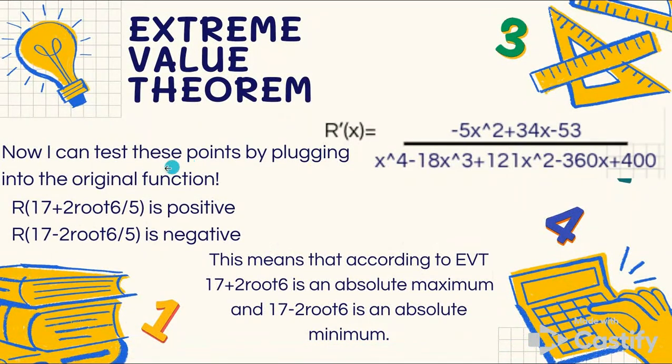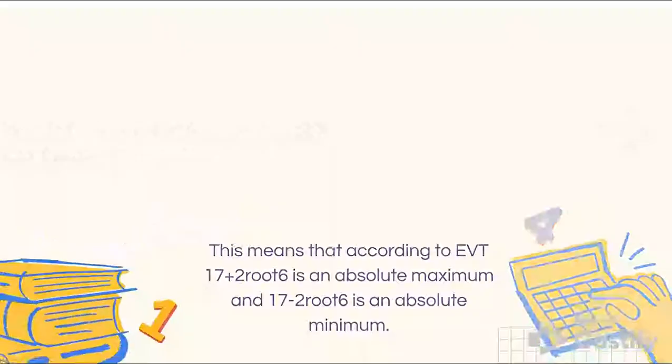So I set these critical points and I plug them back into the derivative, and for here, 17 plus 2 root 6 over 5 is positive. 17 minus 2 root 6 over 5 is negative. So that means 17 plus 2 root 6 is an absolute maximum, and 17 minus 2 root 6 is an absolute minimum.